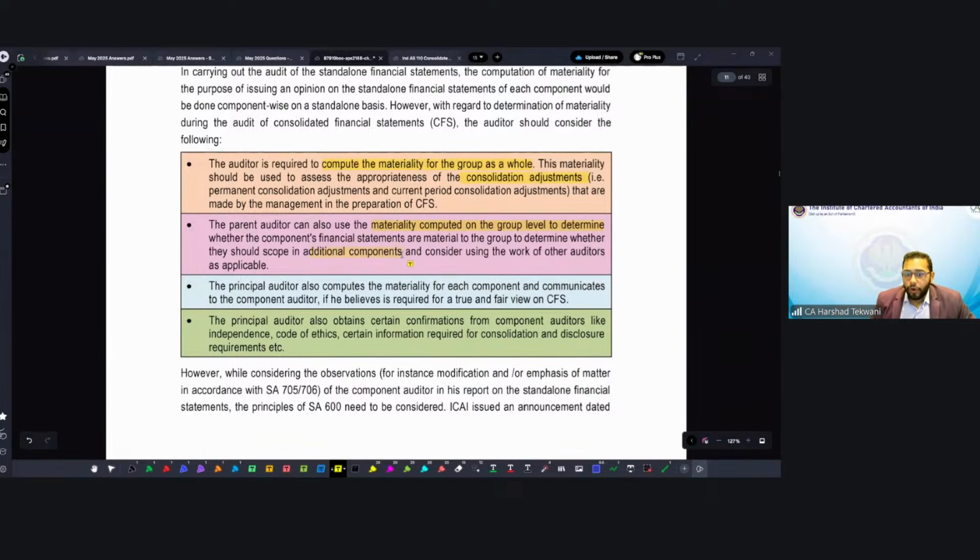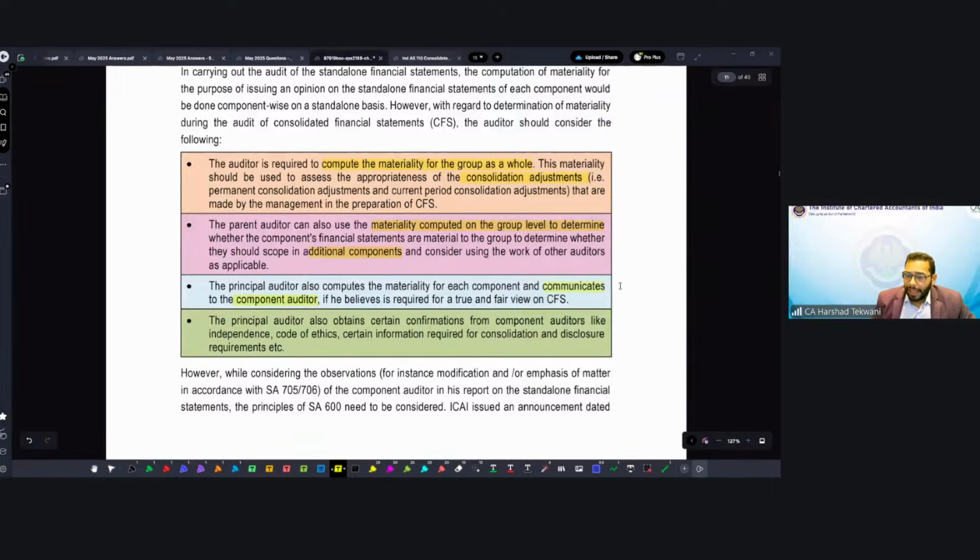Now you are saying the audit is already done, so what is the point of allocating component materiality? To check which component is material, to determine the material components for me. In this case the audit is done, but that does not stop me from asking for additional information from those auditors. If there is some additional information that I need, I can still reach out to the component auditor and ask them to provide this particular additional information.